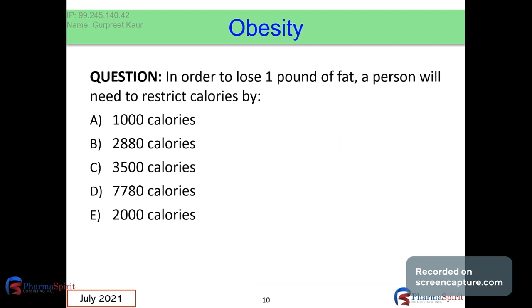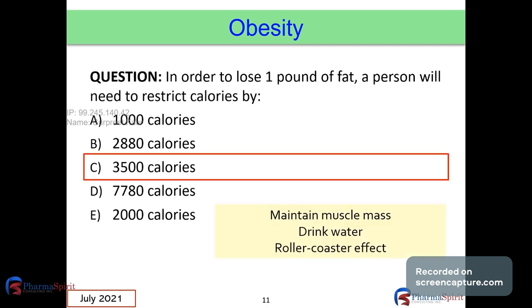So how many calories do we need to cut to lose 1 pound of fat? And the answer for this question is C. So we need to lose about 3,500 calories in order to lose 1 pound of fat, and this can be reasonably achieved by cutting the caloric intake by 500 calories per day. 500 calories per day over 7 days, the patient can lose 1 pound of fat over 1 week.